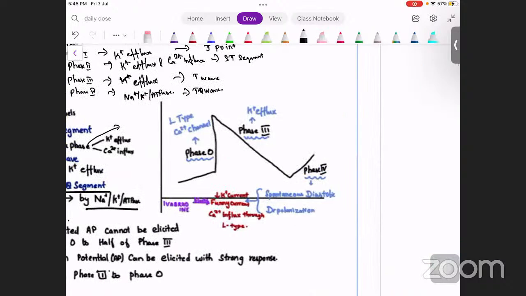In the SA node and AV node, there is a phase 0, which is due to the influx through the L-type calcium channel. Very, very important MCQ. The L-type calcium channel indicates phase 0. And then there is no phase 1 and phase 2 in the SA node and the AV node. You directly go to phase 3, which is due to potassium efflux. And phase 4 is due to the spontaneous diastolic depolarization.